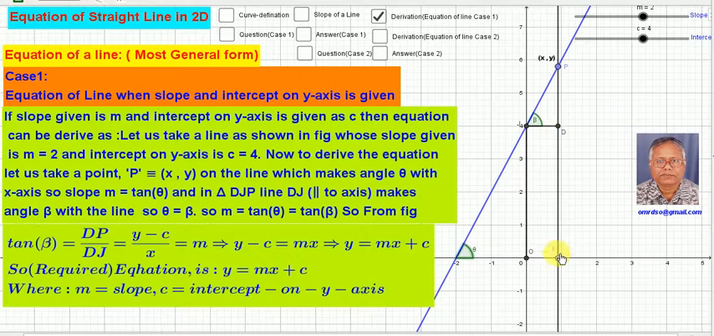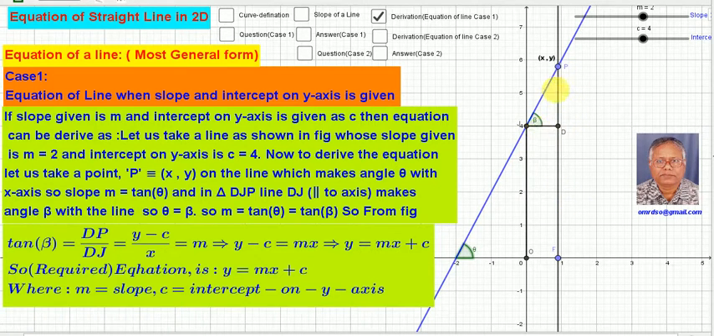Intercept is 4. Angle made by line with x-axis is tan theta. So if the angle theta, this angle is also theta, but I have named it as beta. So theta is equal to beta. Now this distance JO is equal to C, and PF is equal to Y, and PF is equal to PD plus DF. DF is equal to JC, and that JO is equal to C. So PD is equal to Y minus C.